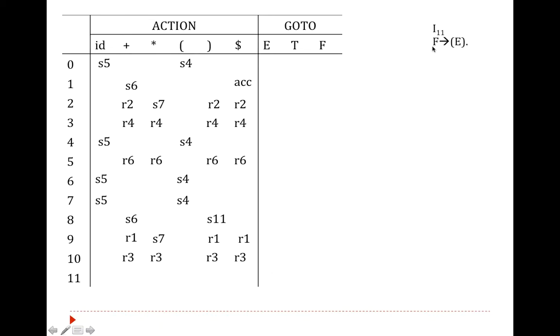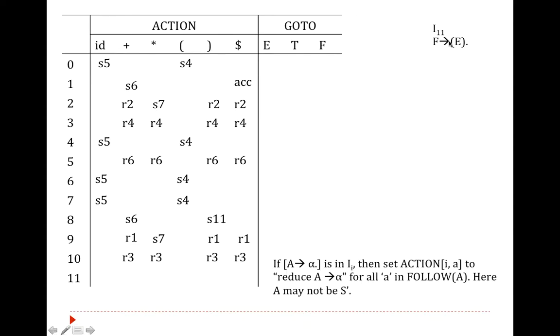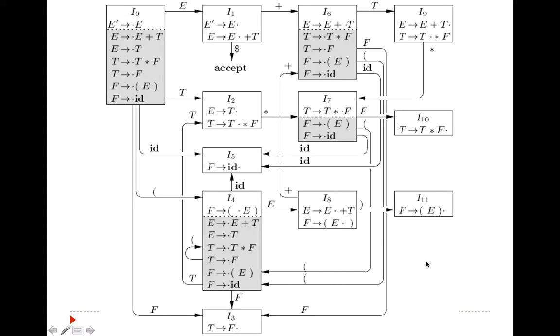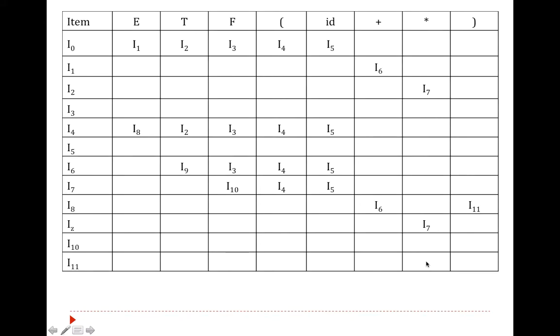Then finally I11, which is again following the rule A gives alpha dot. So here we have set the action to reduce, because the follow of F has these four terminal symbols, and for all these terminals in the row 11 will get the rule 5 here. This is 5, so it should be 5 here. Okay, so now we'll go ahead with the next part.